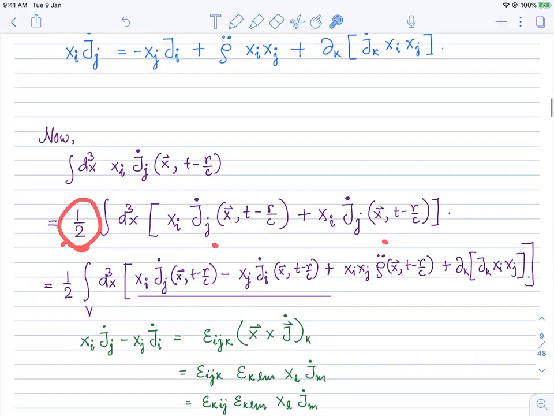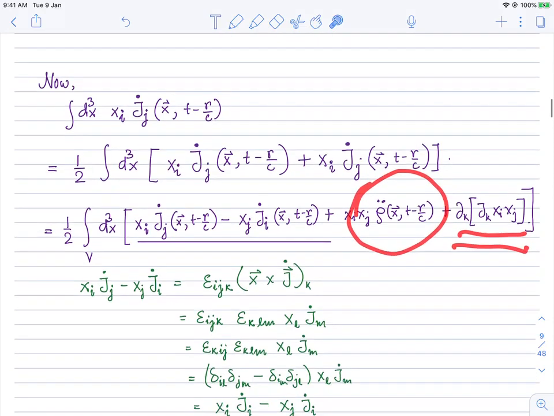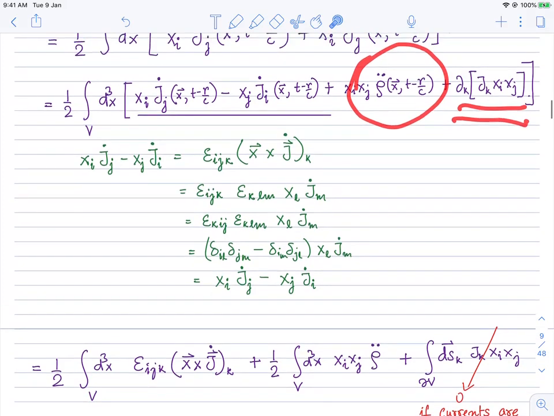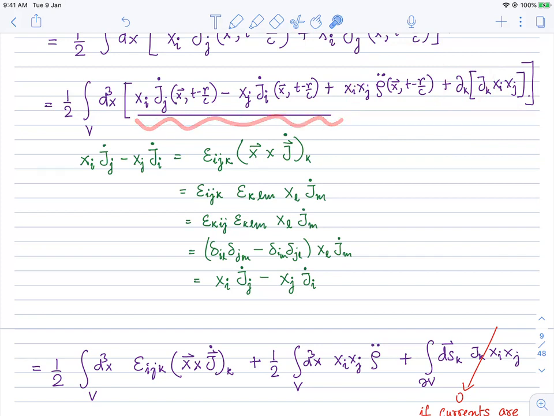After we do that, we can rewrite one of these terms using this identity here. Then there's one term which is minus, so this becomes x_i j_j, this thing, ij, and this ji gets interchanged with the sign. And then we have a rho double dot and a total derivative term. Again, if our current density is localized, then this total derivative term vanishes. And because of the similar algebra that we had here, we can write this in this form.